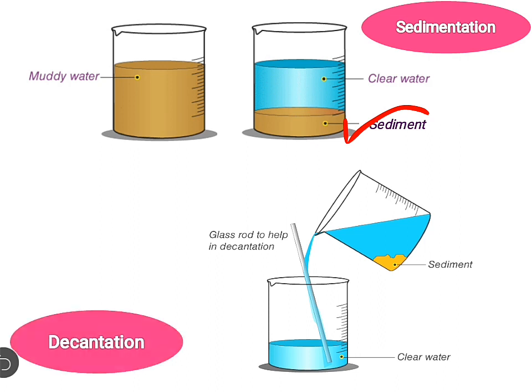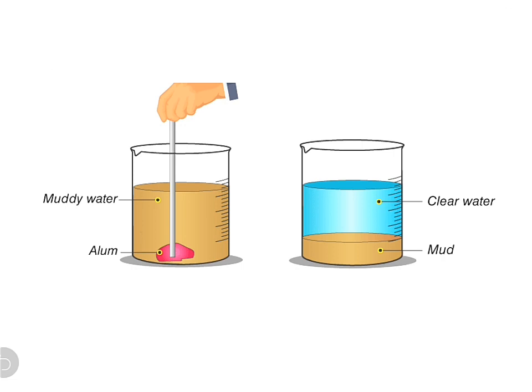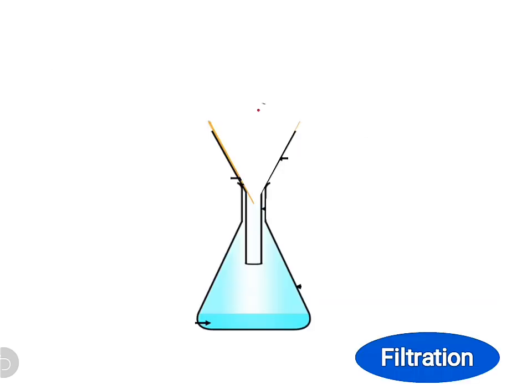And children, do you know that you can increase the rate of sedimentation just by adding alum into the mixture of water and insoluble impurity, and this process is called loading. Another method to remove insoluble impurity is filtration. In this method, insoluble impurities are removed by passing the impure water through filter paper.